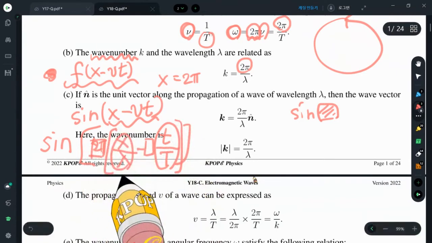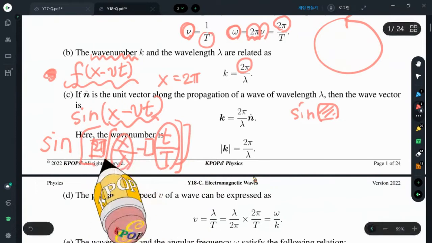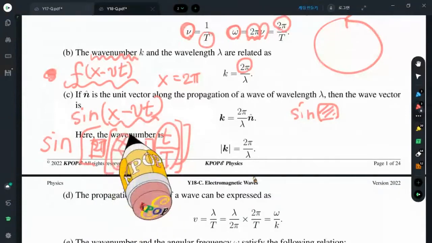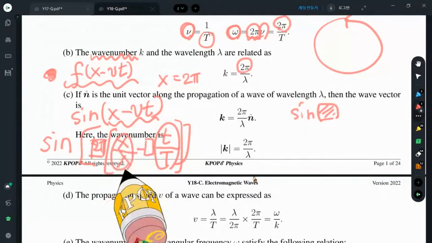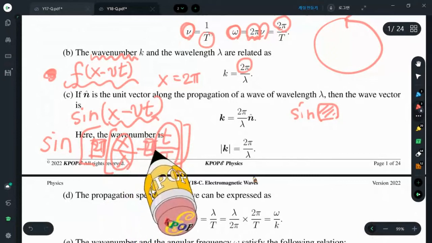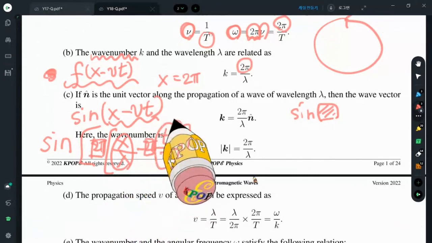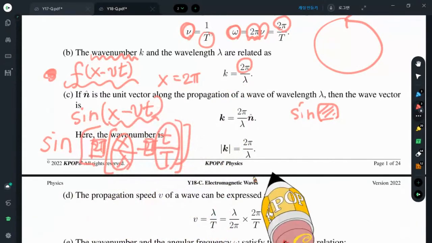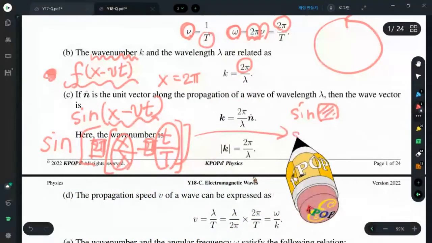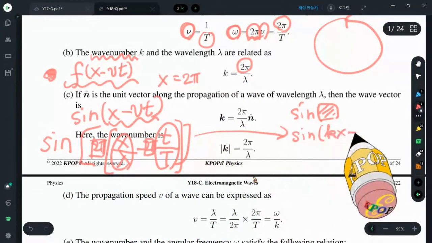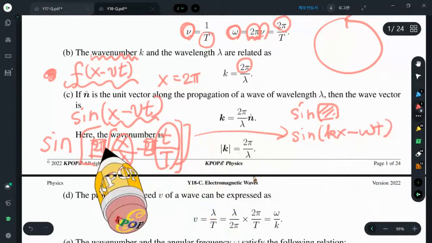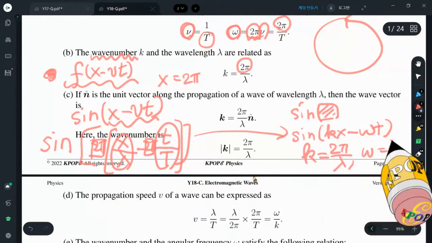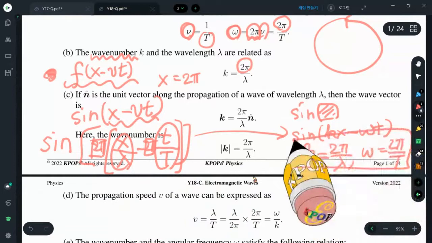Why? This is the simplest expression. It returns to the same position when we shift x by lambda. It returns to the same position when we shift time by period. So this is the simplest choice. If we rewrite this one, sine of kx minus omega t, where k is 2 pi over lambda, and omega is 2 pi over period. That's it.